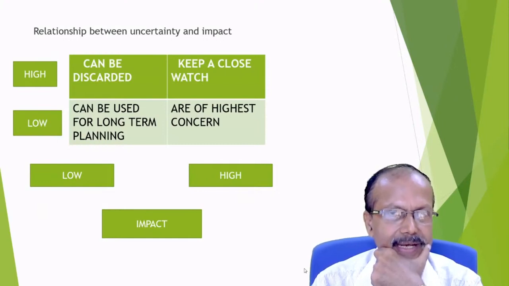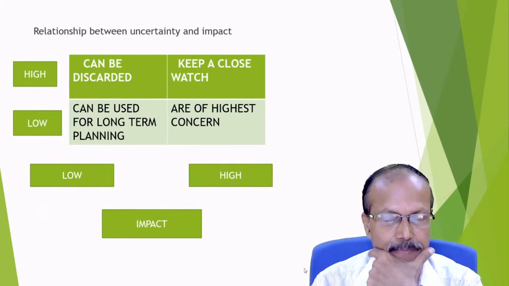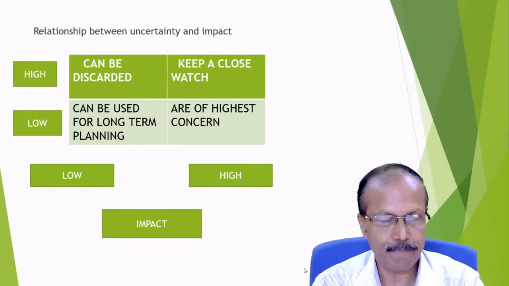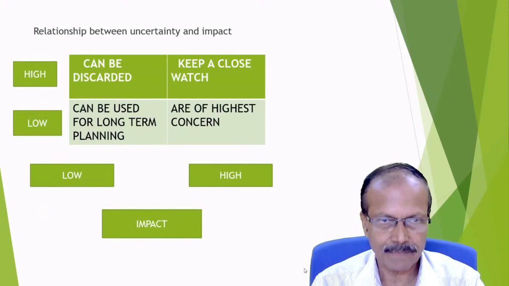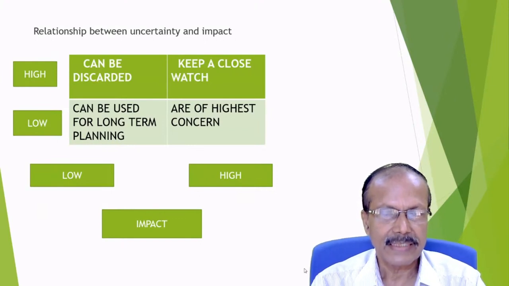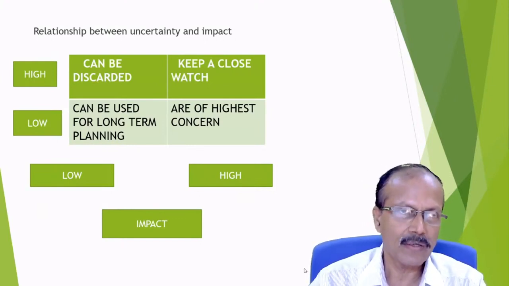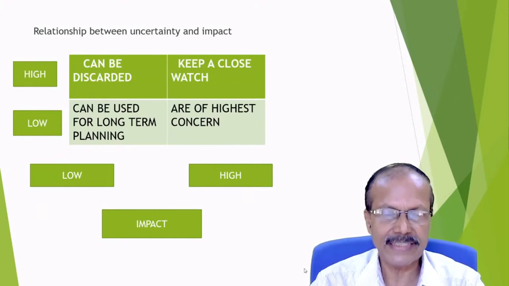When the uncertainty level is high and the impact is high, keep a close watch on what is happening. Close monitoring will help. The third situation can happen when the uncertainty level is low as well as the impact level is low. It can be used for long-term planning. And the fourth quadrant is when the uncertainty level is low, whereas the impact level is high, that is of highest concern, because the priority will be given depending on this relationship between uncertainty and impact factors.